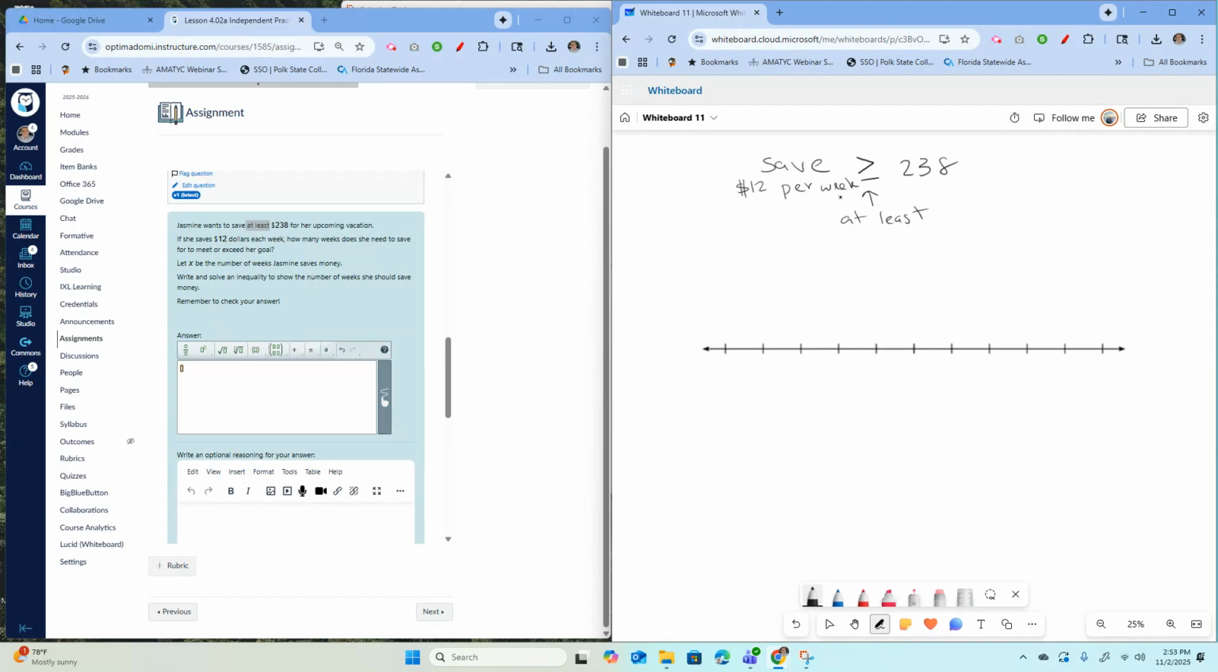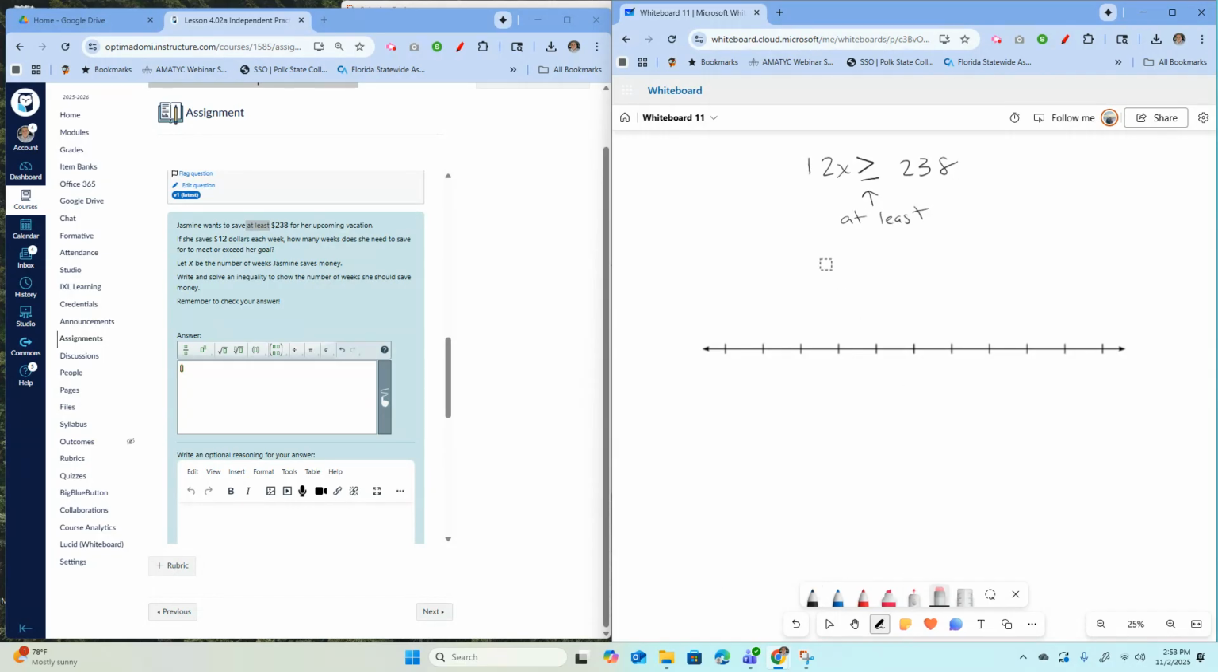The next week, 12. So basically, you're doing multiplication. So all of this here that says $12 per week, how do you write it algebraically? You're going to write it like 12x. That's what it means, $12 per week. Okay? And then they're asking you to solve this inequality.